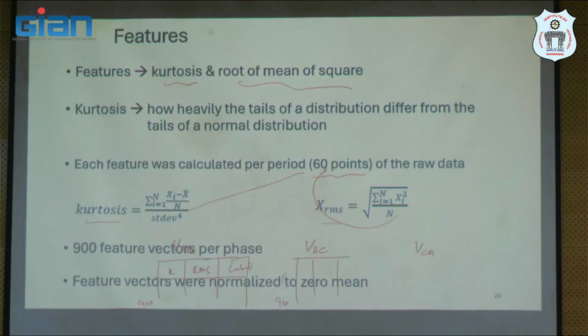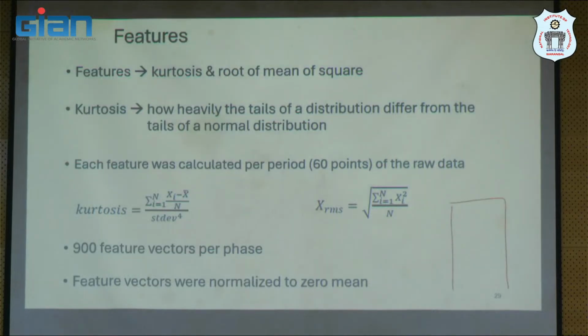Okay, one thing that I missed to inform you was, once I had calculated the features, before I formed the training set, I made sure that they all had zero mean. That means for my feature vectors, all the kurtosis values, their mean was subtracted from the existing values. So basically it's data processing. I shifted the values up or down to have a zero mean for the entire vector.